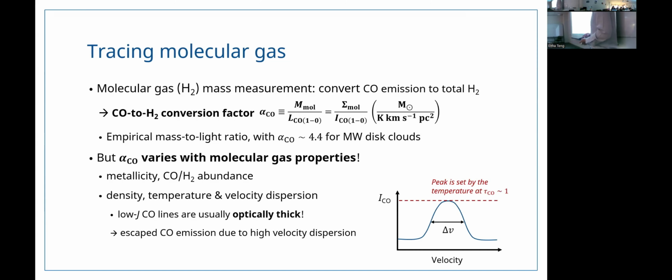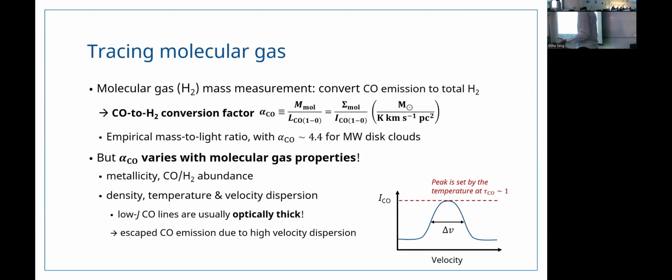But alpha CO should not be a constant, because even in theory, we know that alpha CO should vary with molecular gas properties. For example, it's clear that alpha CO should vary with terms like metallicity or CO-to-H2 abundance, because these basically determine the true amount of CO or H2 we are observing. And also, alpha CO should clearly depend on density, temperature, and velocity dispersion, because these terms determine the emissivity properties of CO, which means how much CO will be emitted per fixed amount of molecular gas.